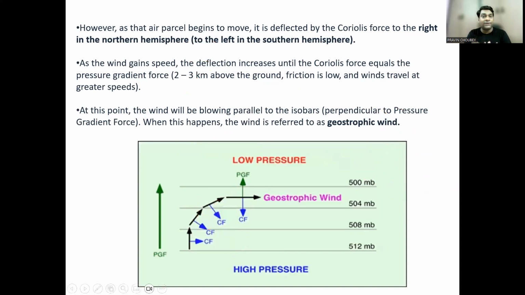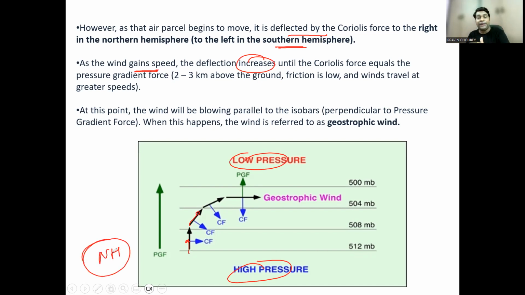Once the wind starts blowing from high pressure to low pressure, it is deflected by the Coriolis force, to the right in the northern hemisphere or left in the southern hemisphere, as per the property of the Coriolis force. As the wind gains speed, the deflection increases. Here is the pressure gradient force, high pressure here and low pressure here, so the wind keeps rising in speed. This is the Coriolis force, which always acts perpendicular to the direction of the wind. Once the speed of the wind increases, it will continuously be deflected. Suppose this diagram shows the northern hemisphere. In the northern hemisphere, the wind is deflected to the right-hand side, and continuously it will be deflected.